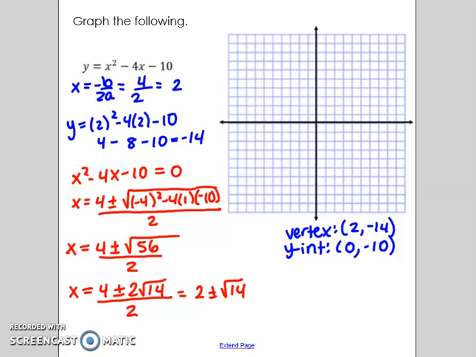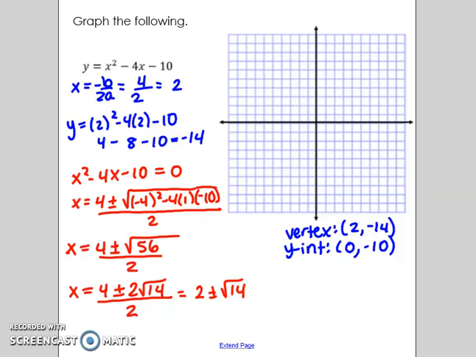Now, those are my x-intercepts technically, right? I have 2 of them. I have 2 plus the square root of 14, 0, and 2 minus the square root of 14, 0. But when you go to graph it, okay, it's not easy to think about what 2 plus the square root of 14 is. You don't know where that is on the graph, so you can plug it right into your calculator and get your decimals for that. So when you're graphing, it's okay to use decimals for the graph.